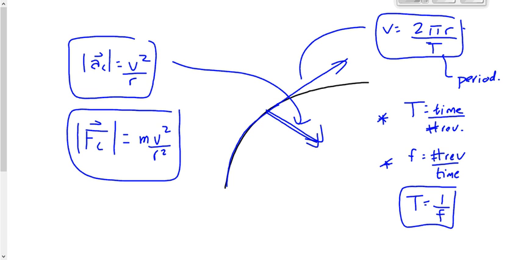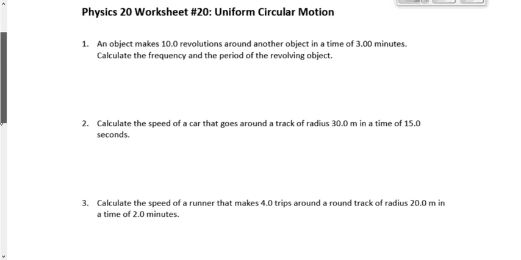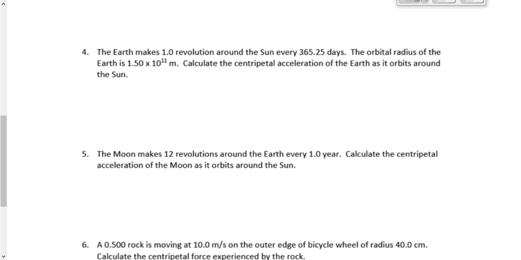So let's take a look at the questions that we had for homework here on worksheet number 20. Let's take a look at questions 4, 5, and 9 here, starting with number 4. It says the Earth makes one revolution around the sun every 365.25 days. The orbital radius of the Earth is 1.5 times 10 to the 11 meters. That means the distance between the Earth and the sun is 1.5 times 10 to the 11 meters. It's a big distance, right? From the center of the Earth to the center of the sun, 1.5 times 10 to the 11 meters.